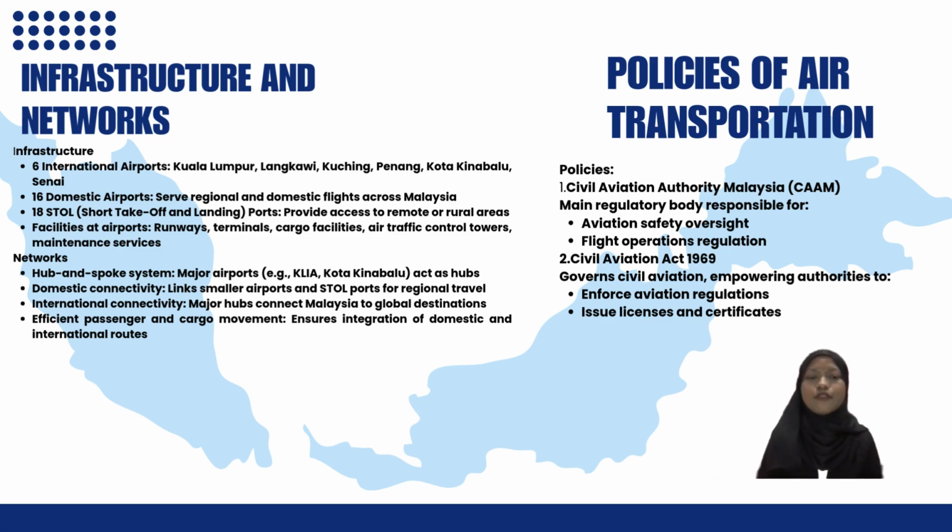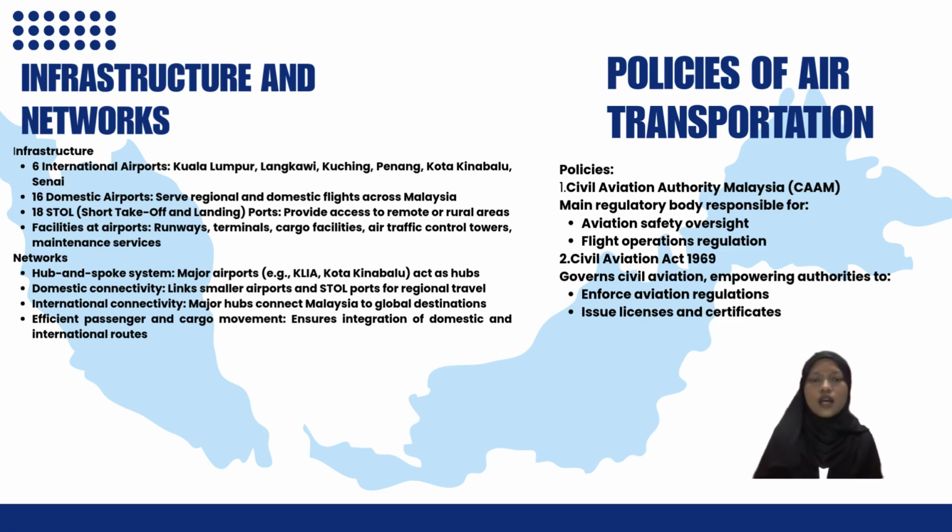The next slide is infrastructure and networks for air transportation. The infrastructure in Malaysia has 6 international airports, which are Kuala Lumpur, Langkawi, Kuching, Penang, Kota Kinabalu, and Senai. There are 16 domestic airports that serve regional and domestic flights across Malaysia, and 18 short take-off and landing ports, which provide access to remote and rural areas. Facilities at airports include runways, terminals, cargo facilities, air traffic control, and maintenance services.